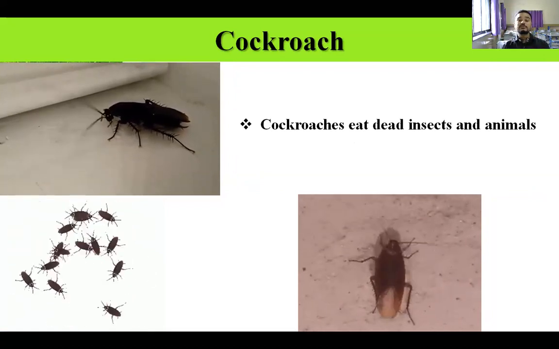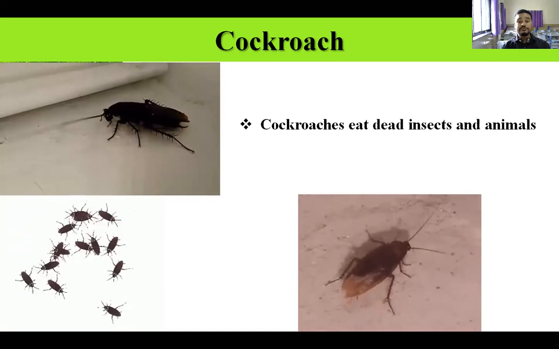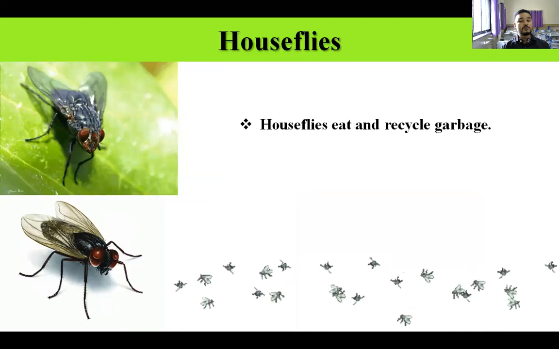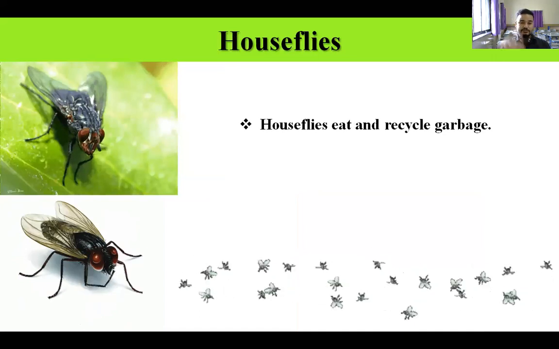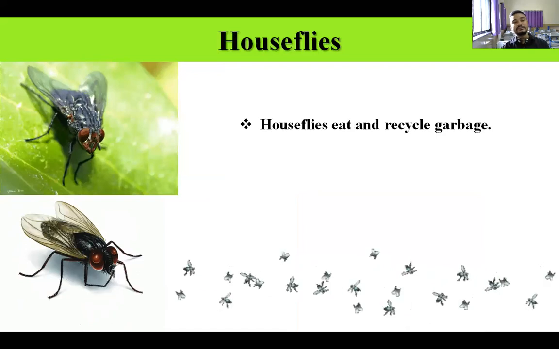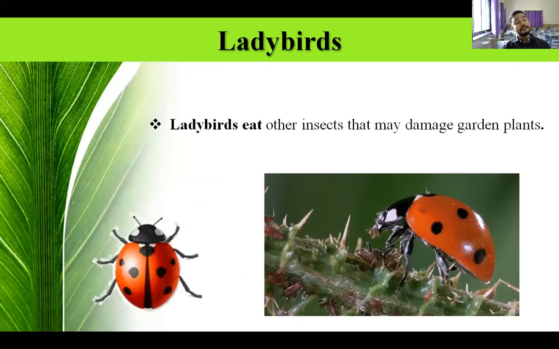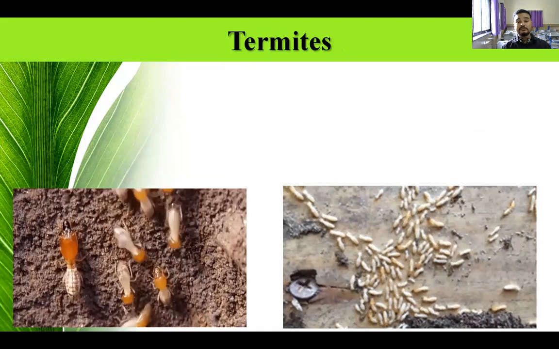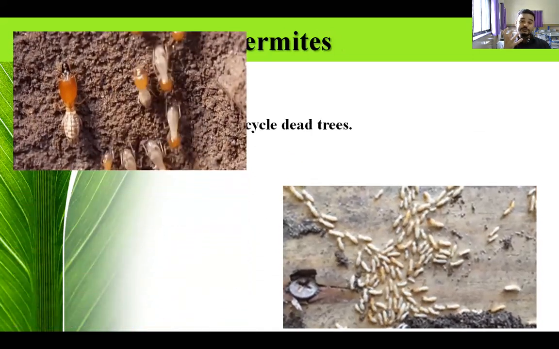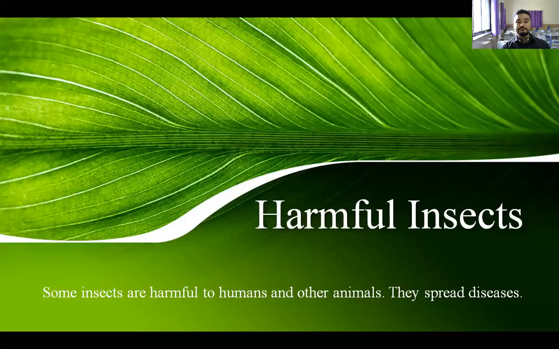Then we have learnt about cockroach, which eats dead insects and animals. Then house flies are there, which eat whatever food they get, waste food, and recycle it into garbage. Then ladybird is there. It also eats other insects which are damaging your garden plants. Then termites are there. Termites also eat dead plants, so it helps in decaying dead plants.